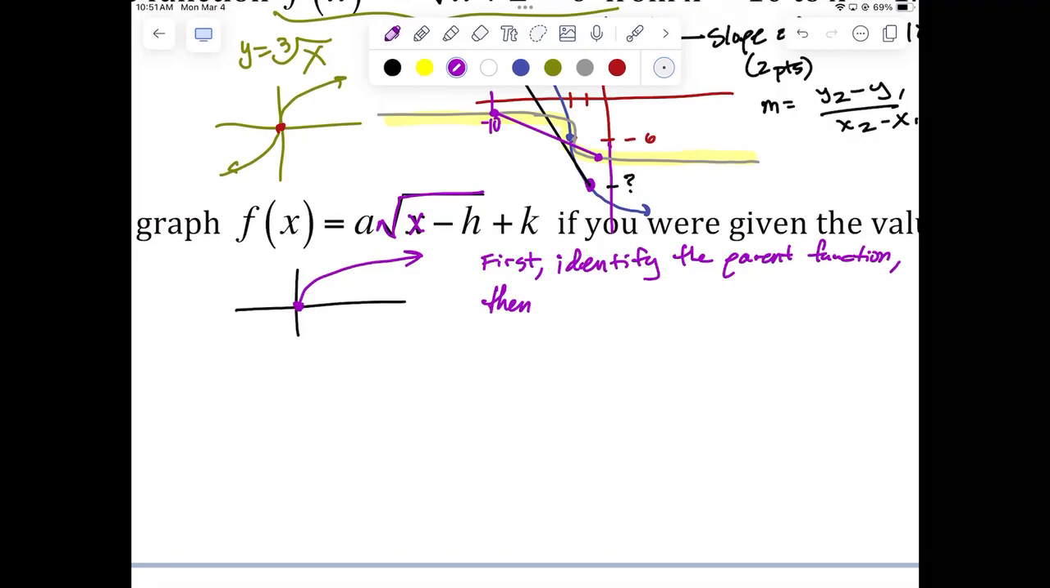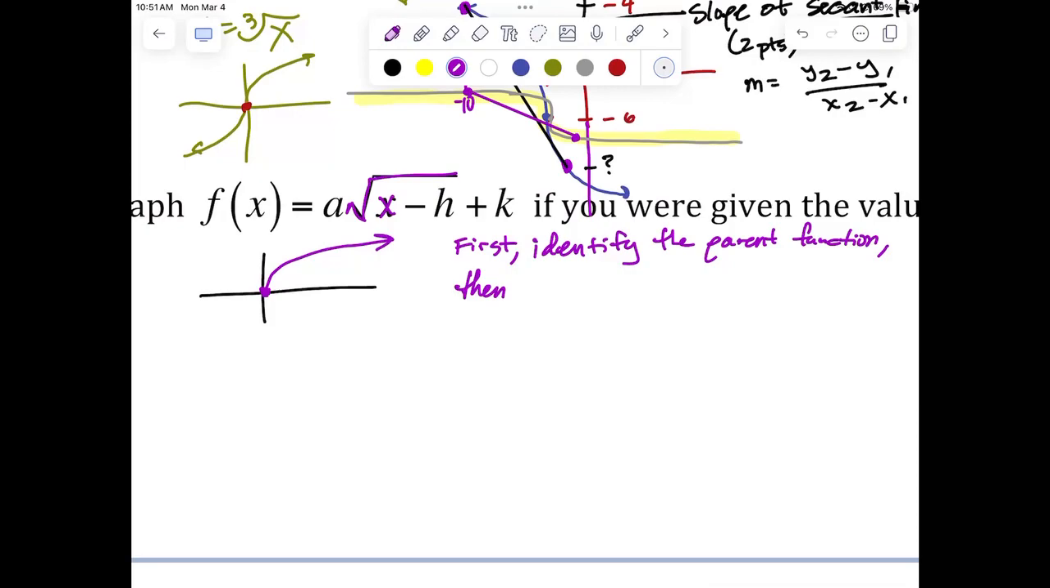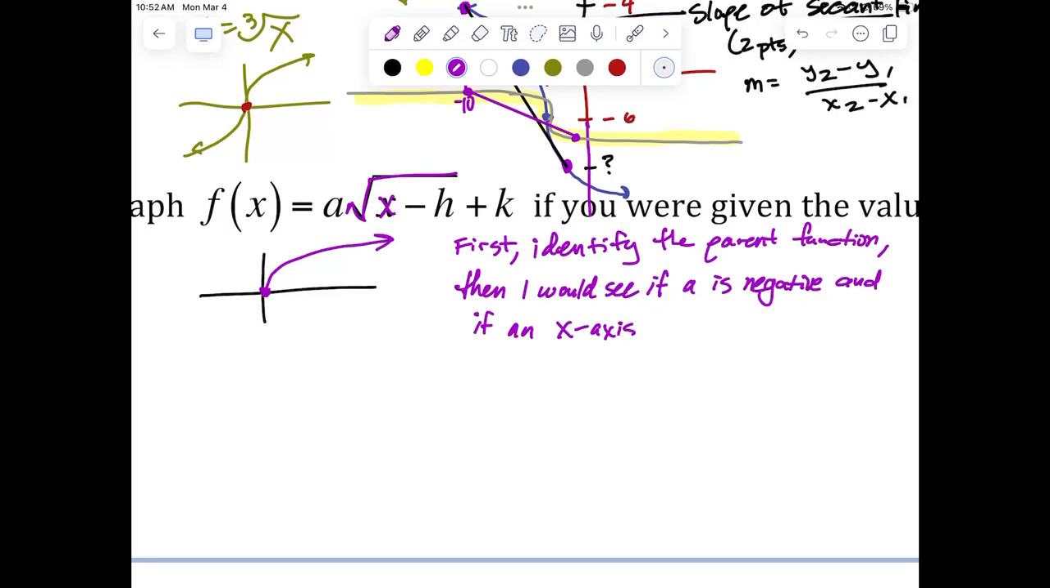What if A were positive, would we really be concerned what the number was, like stretching or compressing it? Do we ever do that? What's the most important thing about A that we're concerned with? If it's a reflection, whether it's positive or negative, then I would see if A is negative and if an x-axis reflection was necessary.